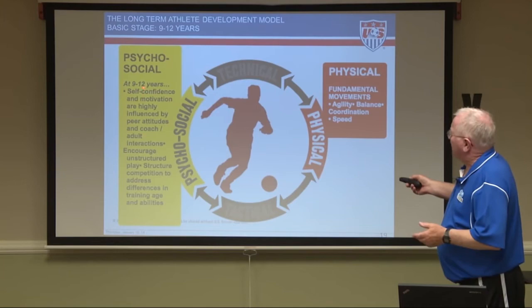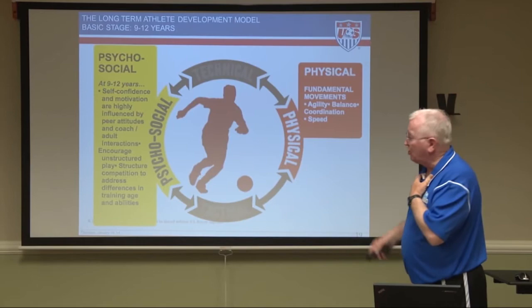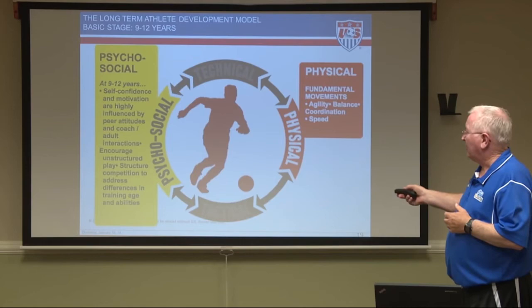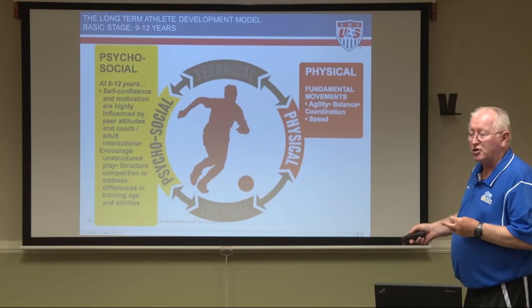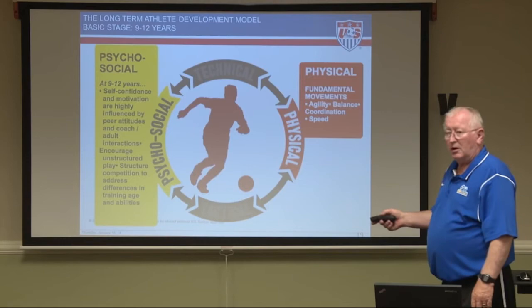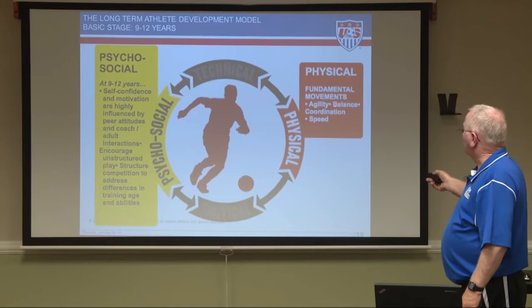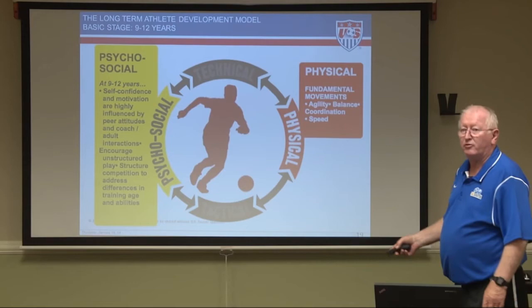9 to 12 years, self-confidence and motivation are highly influenced by their peer attitudes and that coach, player, or adult relationship that they have. Those interactions with you and with other adults that may be helping you, your assistant coaches. 9 to 12 year old, we need to encourage unstructured play and then structure competition to address differences in training age and abilities. The physical side, soccer deals with agility, balance, coordination and speed constantly. It's not just at this age, but for sure this age is as important as any other age.